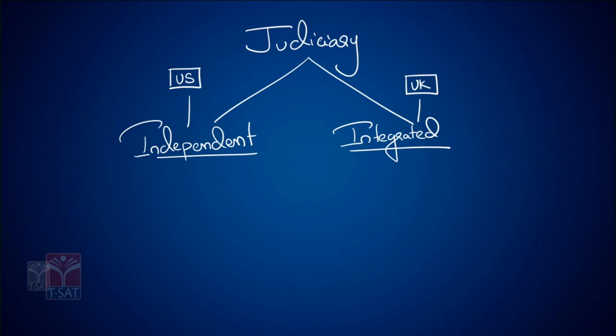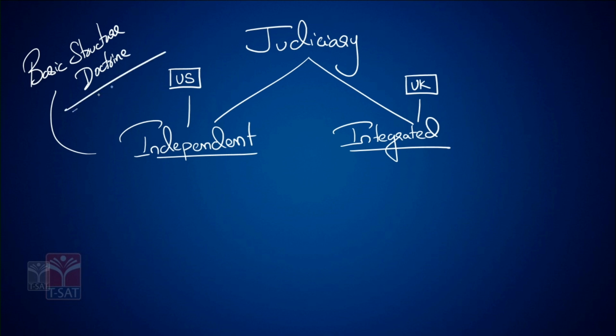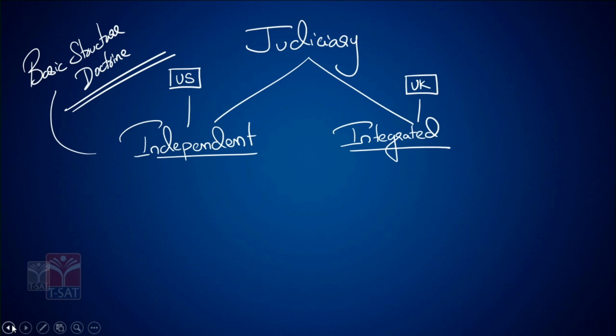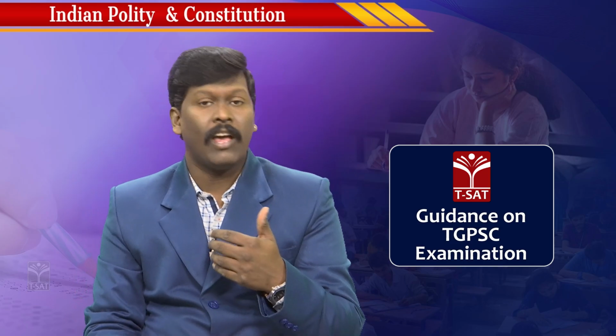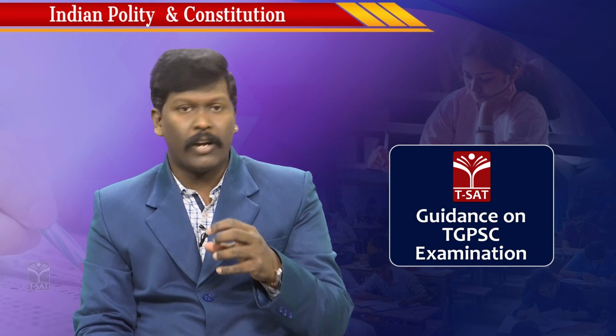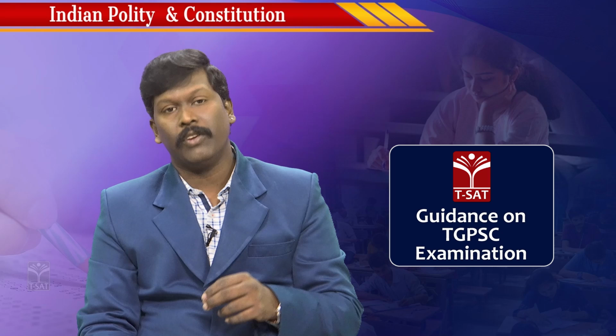Why is it independent? In India, the independence of judiciary is part of the basic structure doctrine, as mentioned by the Supreme Court. In the NJAC judgment, the National Judicial Appointments Commission judgment, the Supreme Court said the independent character of judiciary and judicial review is part of the basic structure doctrine. Not only in the NJAC case, even in the Indira Gandhi versus Raj Narain case, the judiciary said judicial review is part of the basic structure doctrine. What is independent judiciary?